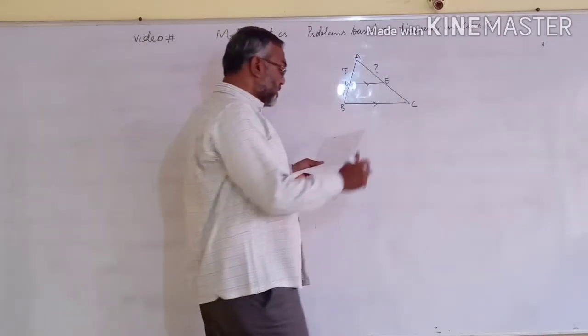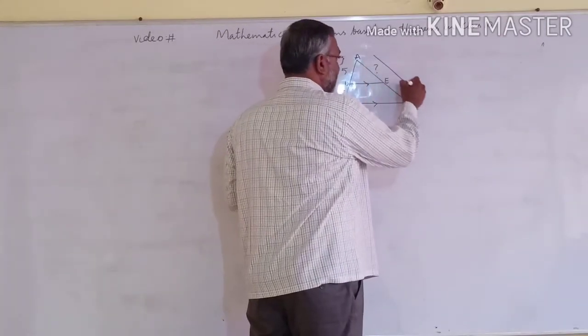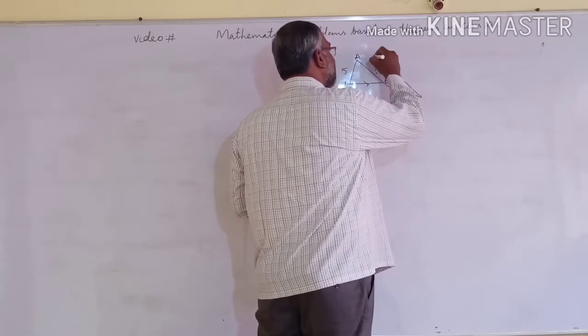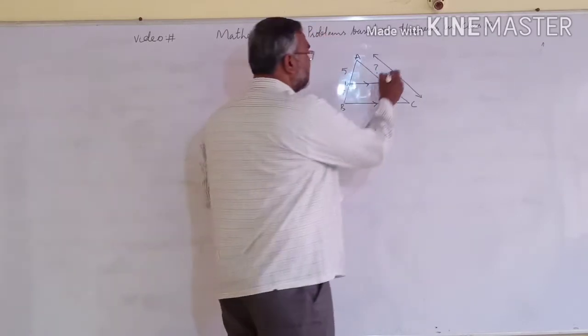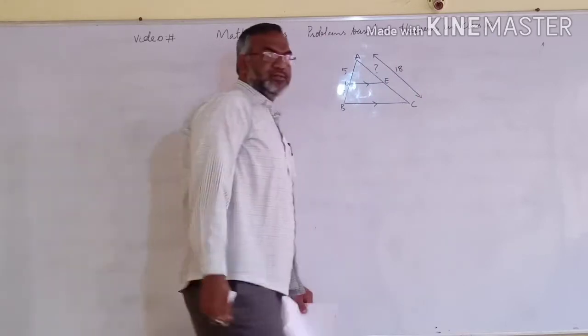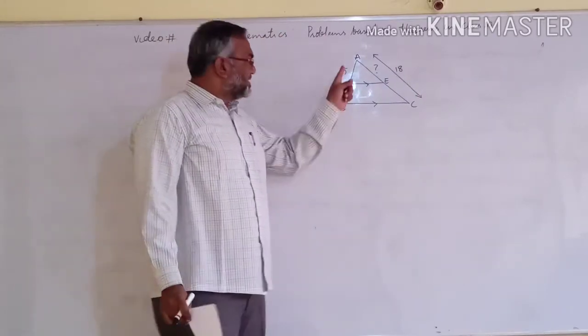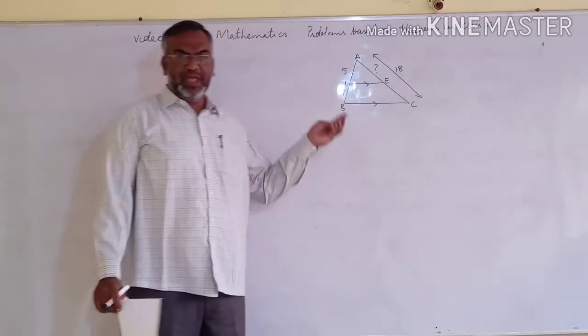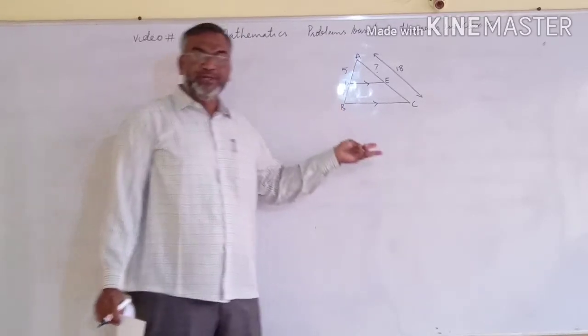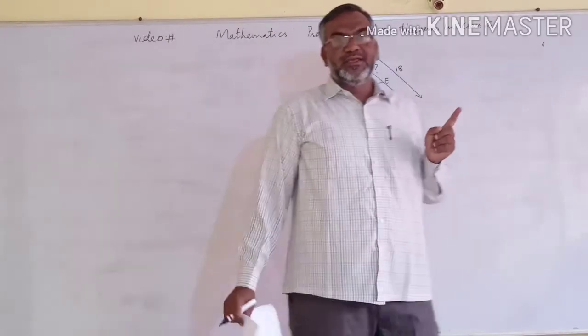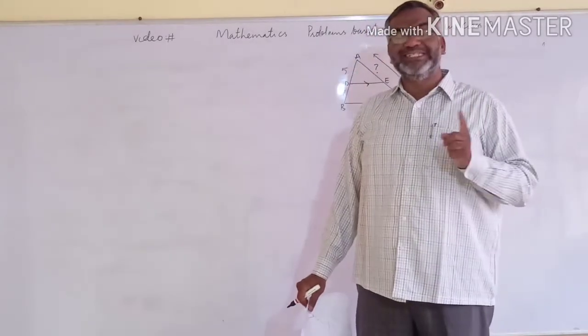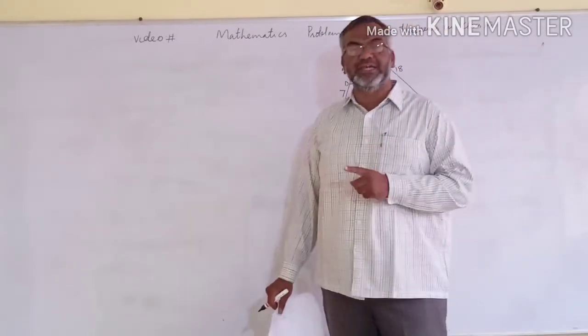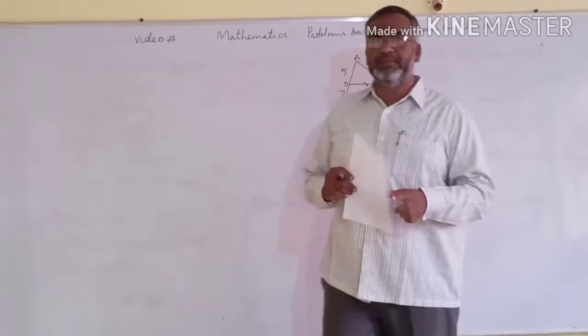Then AC, the full length, is given. How much is that? It's 18. Now, I hope you have understood that this is based on BPT, the basic proportionality theorem, that is Thales theorem.